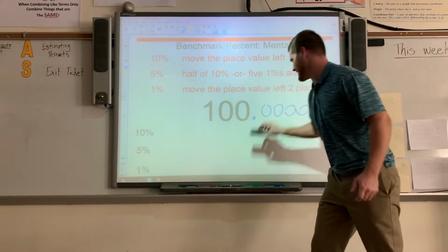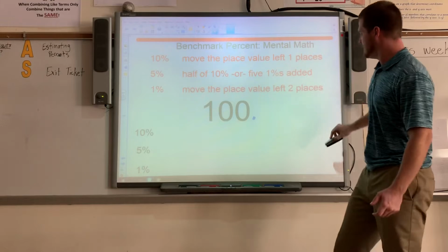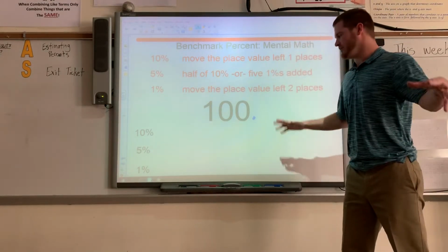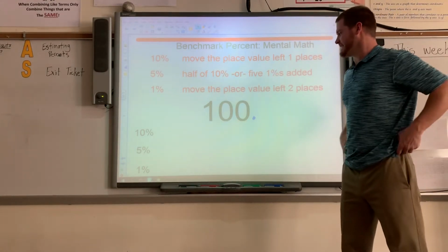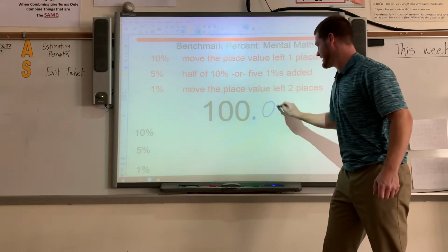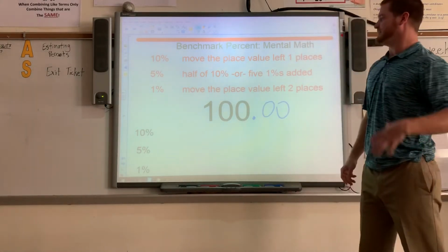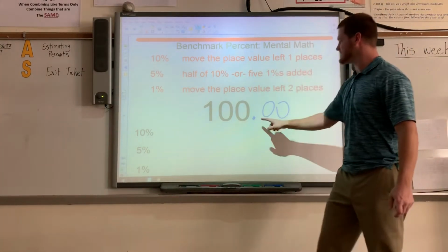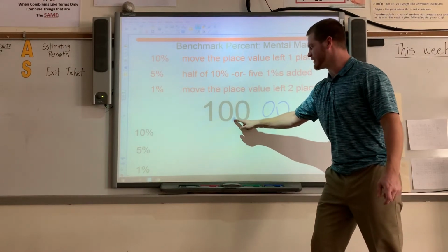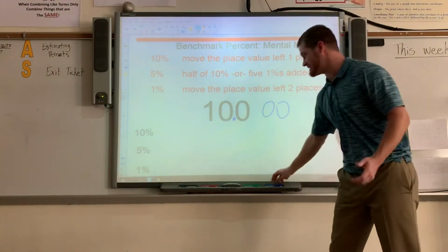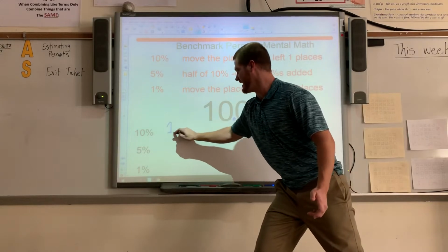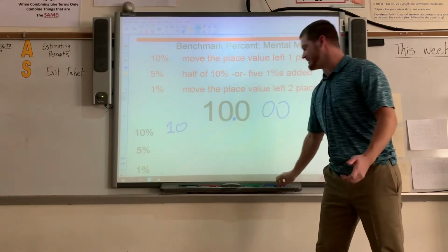Doesn't really matter how many zeros we get at the end. Remember, trailing zeros don't matter. Let's just call it 100 point whatever. If we call it $100, there's 2 zeros. To find 10%, again, we move 1 spot. So we take the decimal, move it right there. Now we have 10.0. We know that 10.0 is just 10. So 10% of 100 gives us 10.